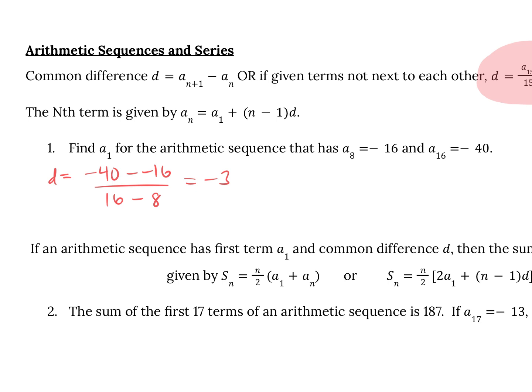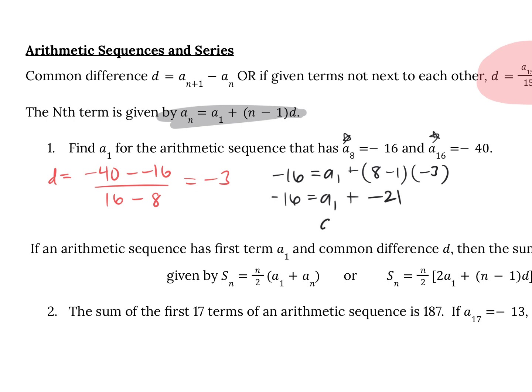Now that I know my difference, I can take that information and plug it into this formula here and solve. I can either pick the first or the second one, it doesn't matter. I'm going to pick a sub 8 and plug in that information. So I've got negative 16 is equal to a sub 1, which we don't know, plus 8 minus 1 times my difference, which is negative 3. If I evaluate this, I get negative 16 equals a sub 1 plus 7 times negative 3, so that gives me minus 21. So that means a sub 1 is actually equal to 5.